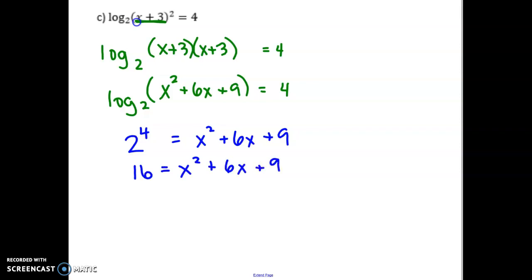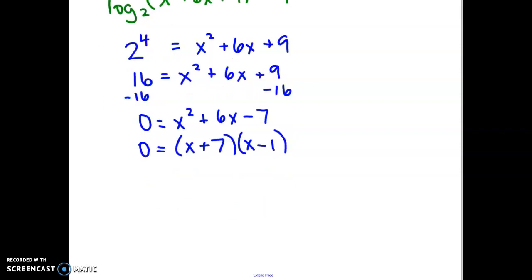And now how do you solve a quadratic? You have to factor it, but first we need everything on one side of the equation. So it has to equal 0, yes. So I'm going to move that 16 over to combine with the 9. So we get 0 equals x squared plus 6x minus 7. And then we can factor.